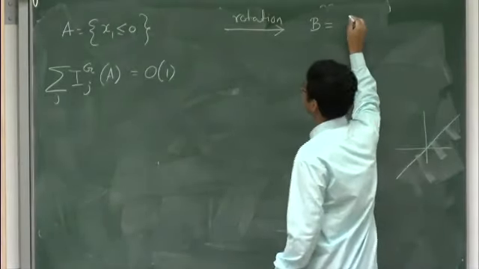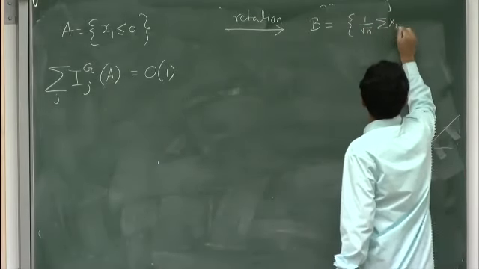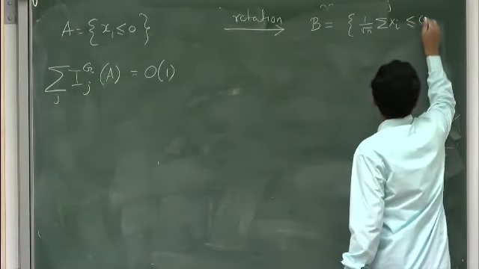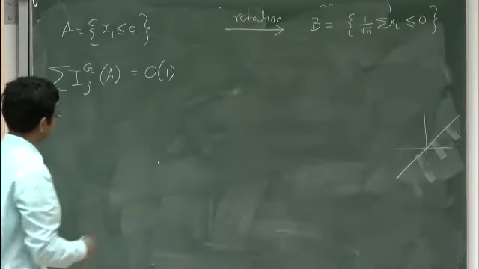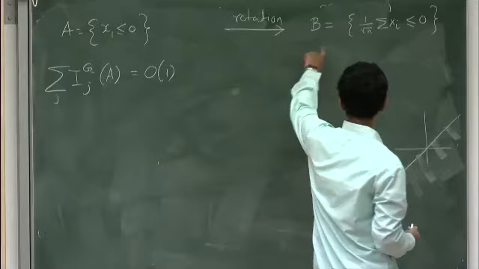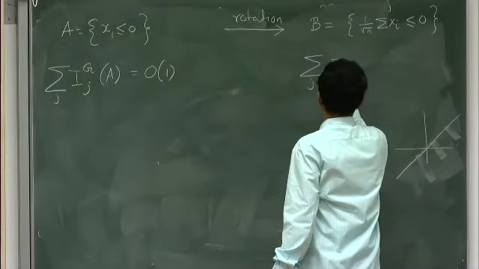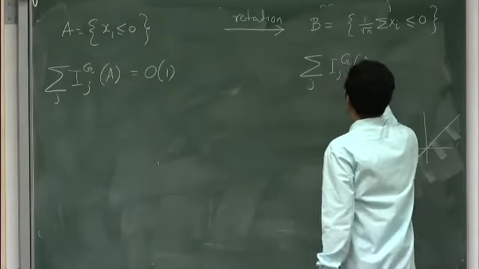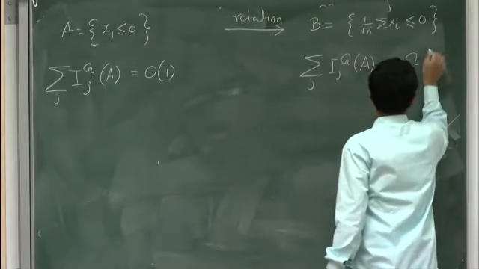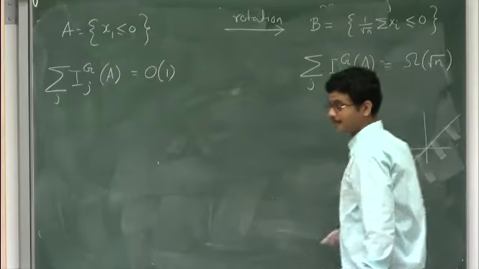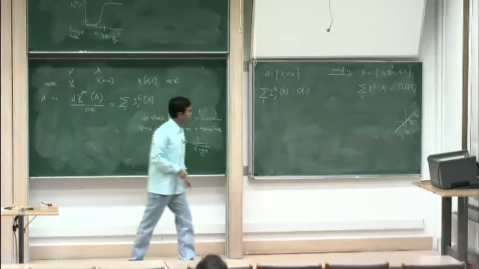So B is maybe 1 over square root n, the summation of x_i, less than or equal to 0. This subspace has the same measure, but now one can easily check that the sum of the geometric influences is at least of the order of square root n. So each of them has influence 1 over square root n.